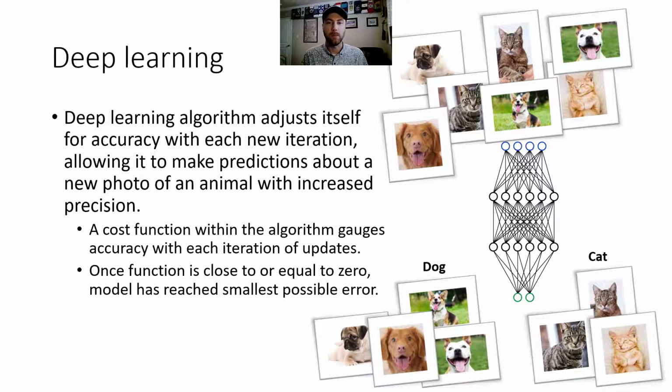So deep learning algorithms adjust themselves for accuracy with each new iteration, allowing them to make predictions about a new photo of an animal with increased precision. A cost function within the algorithm gauges accuracy with each iteration of updates. So the accuracy can essentially improve itself by comparing the results to the expected statistical analysis outcomes for the inputs. Once the function is close to or equal to 0, the model has reached the smallest possible error, and that's what we consider a fully trained model.